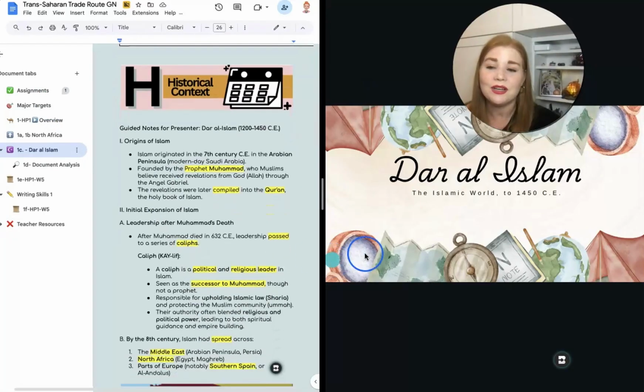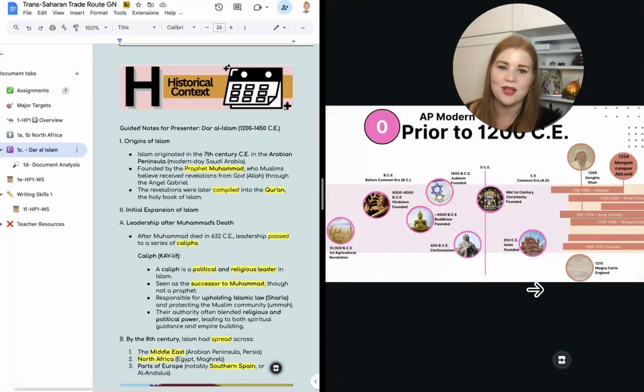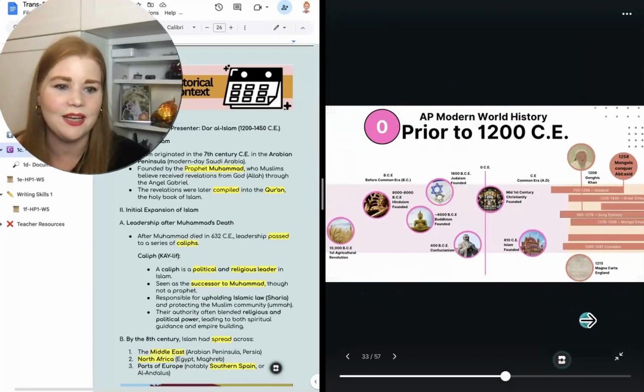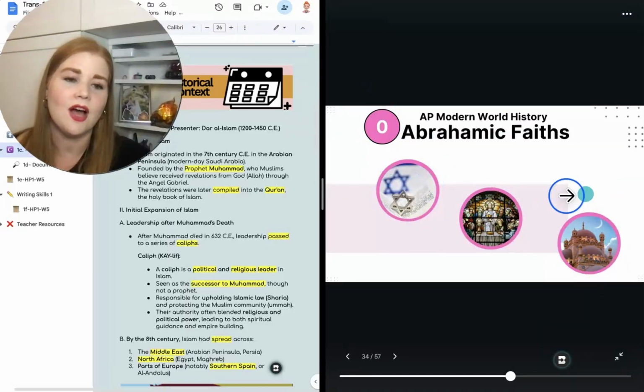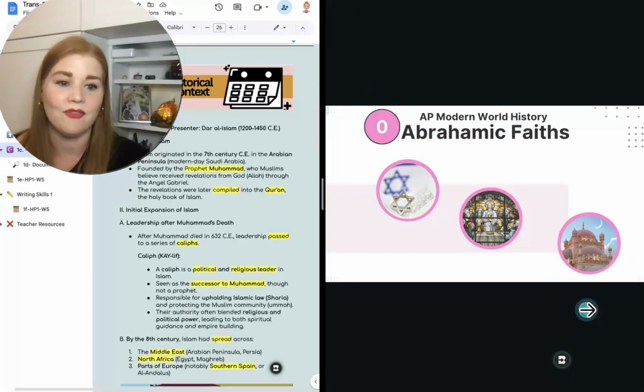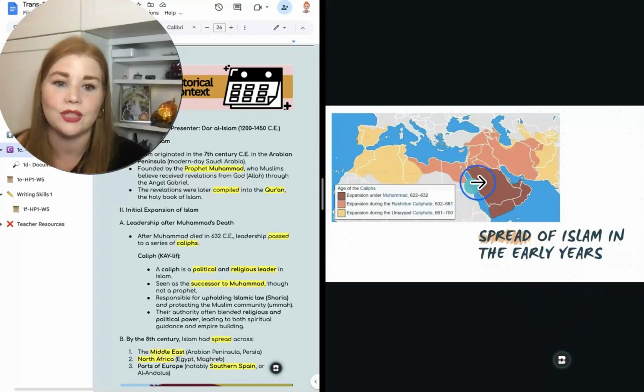Here we go. So there is some historical context that we need to have. We've got our timeline here, and we can see that Dar al Islam and Islam is one of our Abrahamic faiths. Okay, and we're going to have a spread of Islam in the early years. You can see it in here. It's going to happen in kind of 3 phases.